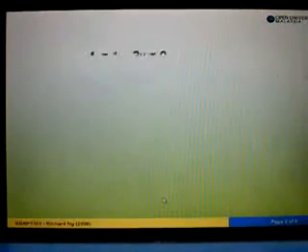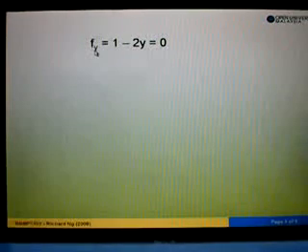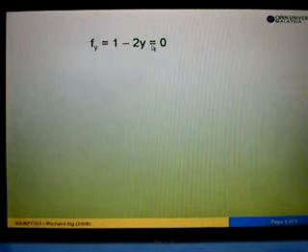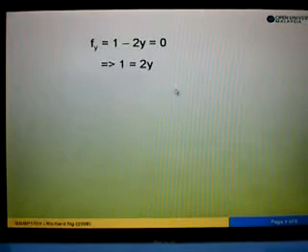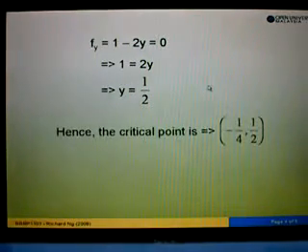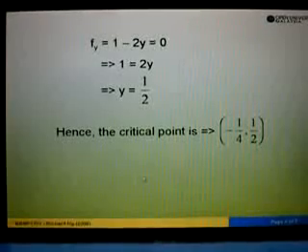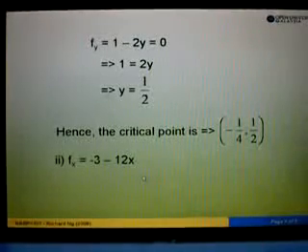4. Alright, next we find the differentiation of the function f compared with y. The answer is 1 minus 2y. Again equals to 0. Therefore we have 1, shift the negative 2y to the right. We have 1 equals 2y. Alright, so from here y is equal to 1 over 2. Okay, so the critical point for this function will be negative 1 over 4 and a half. Alright, so let's look at part 2.